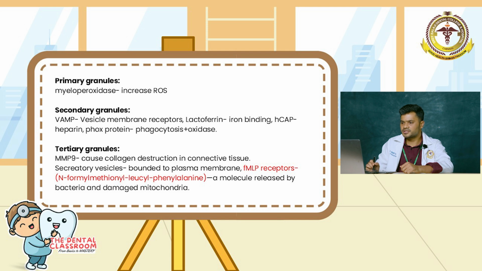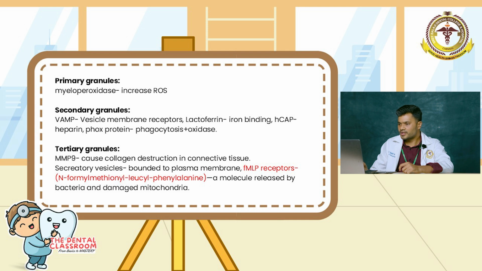Next is tertiary. Tertiary I already told, MMP9. This MMP9 will cause collagen destruction in the connective tissue, which leads to easy extravasation of neutrophils towards the site of injury. Okay. Next, the secretory vesicles.